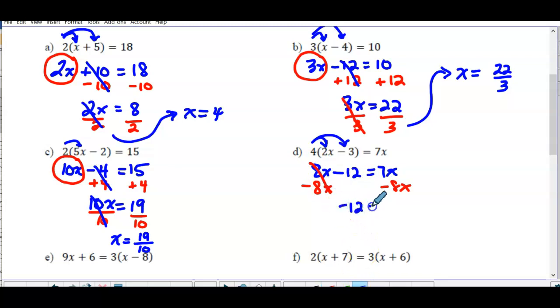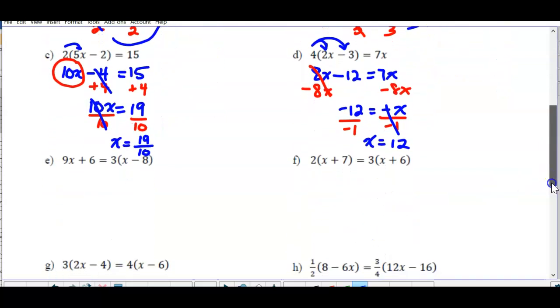So you get negative 12 equals 7x divided by, minus 8x is negative 1x, or negative x. So then you're dividing by negative 1 on both sides. So that means divides out, x equals positive 12, because if negative 12 equals negative x, that means x has to be positive 12 in order to make it negative. Okay.